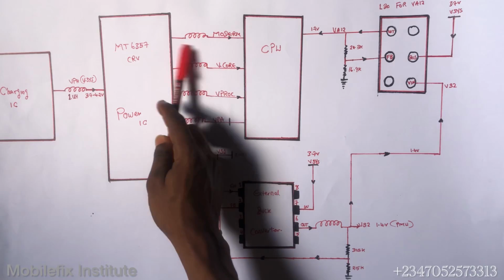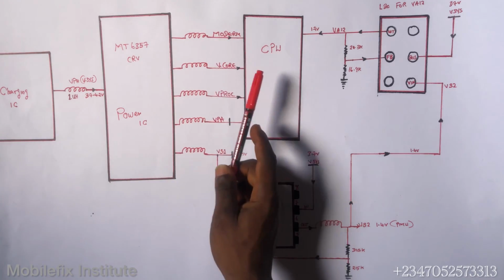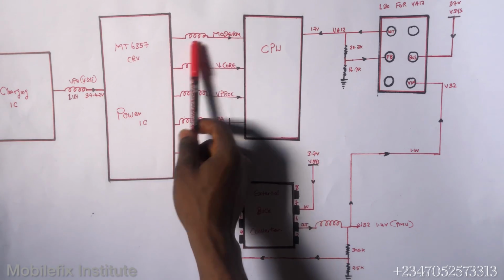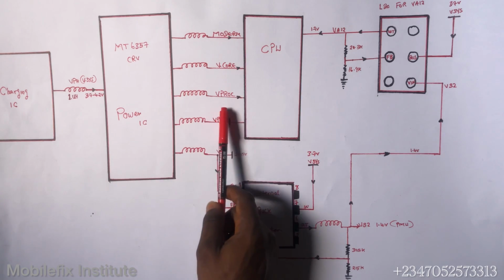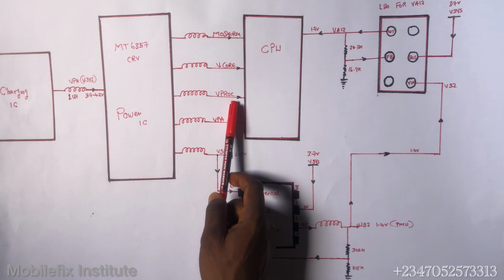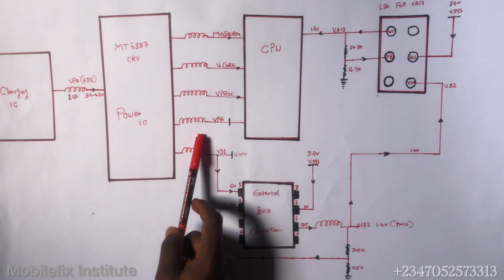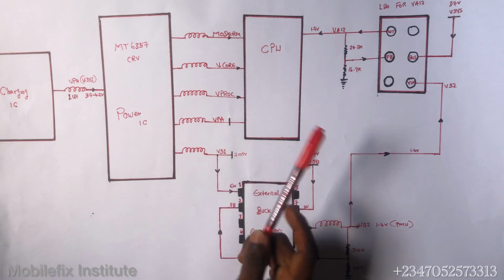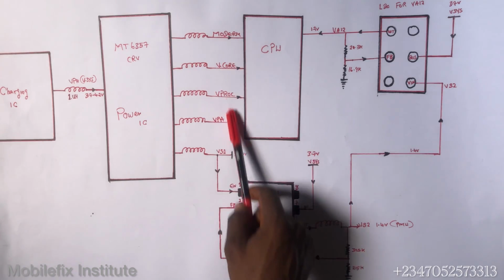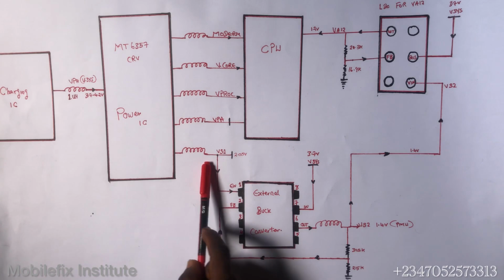So in this first buck coil, we have here modem. Okay, this is our modem line. Then the second coil will be V core, and then the third coil will be voltage for processor, V pro. Then the fourth coil will be VPA. This is voltage for power amplifier, and I will show you how these lines connect. Okay, now the fifth coil is VS1.